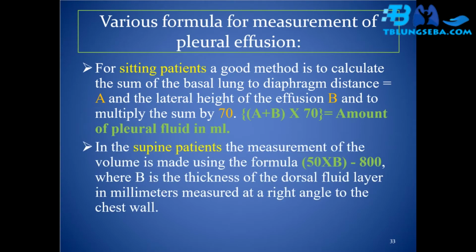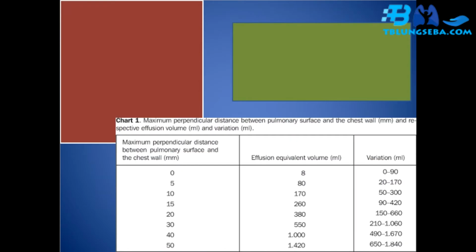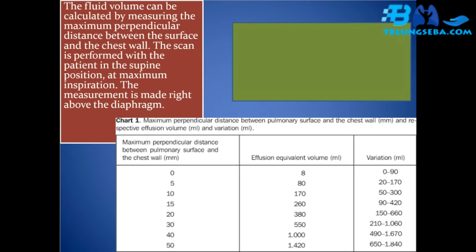In supine patients, the measurement of the volume is made using the formula 50 x B - 800, where B is the thickness of the dorsal fluid layer in millimeters measured at a right angle to the chest wall. The fluid volume can be calculated by measuring the maximum perpendicular distance between the surface and the chest wall. The scan is performed with the patient in the supine position, at maximum inspiration. The measurement is made right above the diaphragm.